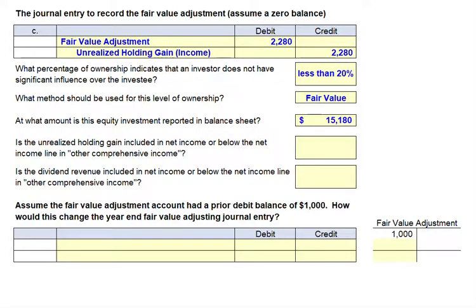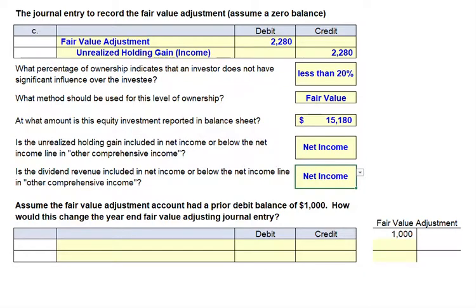And is the unrealized gain included in net income or below net income as part of other comprehensive income? It's reported as part of net income. And how do we account for dividend revenue? Is it part of net income or below the line in other comprehensive income? It also is reported as part of net income.